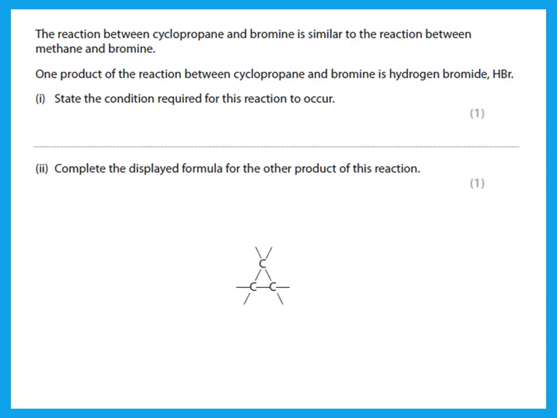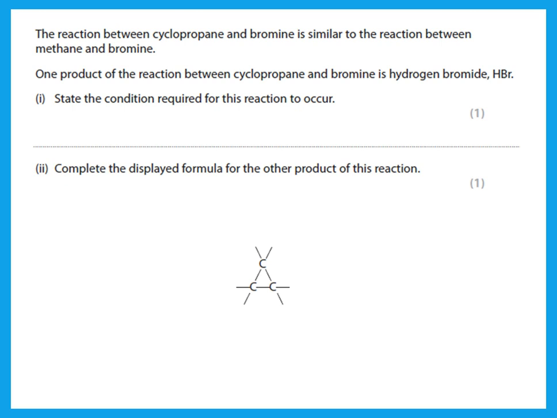And remember that cycloalkanes do the same reactions as alkanes. So he's saying the reaction between cyclopropane and bromine is similar to that between methane and bromine. One product of the reaction between cyclopropane and bromine is hydrogen bromide. State the condition required for this reaction. What are the conditions?